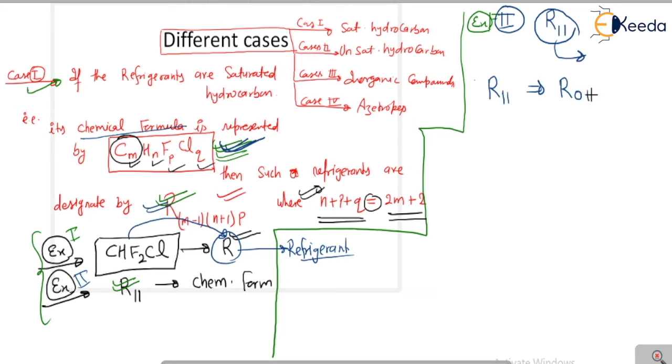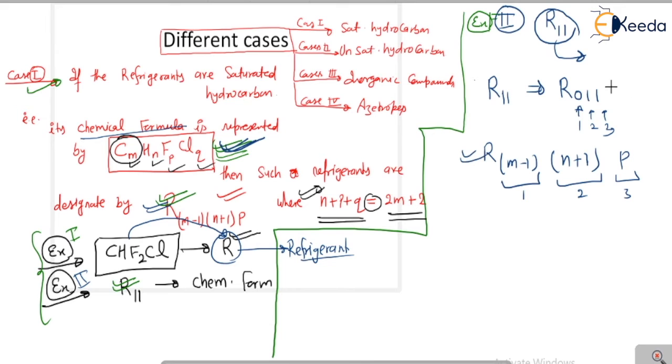That means R011. Why am I adding this 0 value? Because here R is given as m minus 1, that means एक value, यहाँ n plus 1, दैट मीन्स ये दूसरी वैल्यू, एंड यहाँ p, दैट मीन्स तीसरी वैल्यू. इज इट राइट ना? सो माय डियर फ्रेंड्स, वी कैन इक्वेट, दैट मीन्स ये फर्स्ट वैल्यू, ये सेकंड वैल्यू, ये थर्ड वैल्यू. तो यहाँ पे ये 0 आपका फर्स्ट वैल्यू होगा, ये 1 आपका सेकंड वैल्यू होगा, और ये 1 आपका थर्ड वैल्यू होगा. Let's equate this equation by this equation.